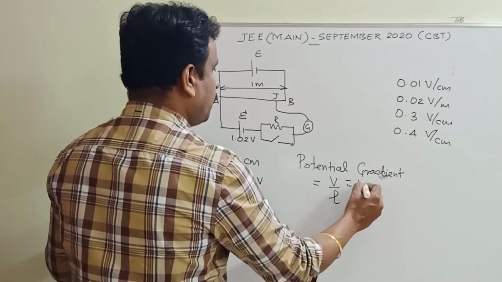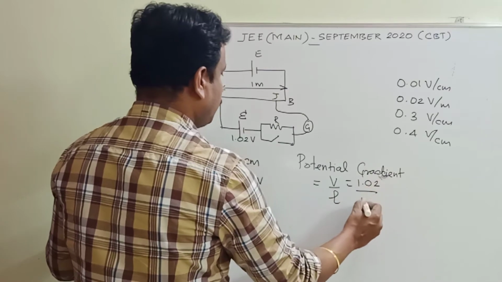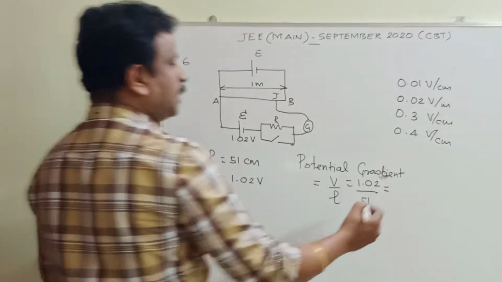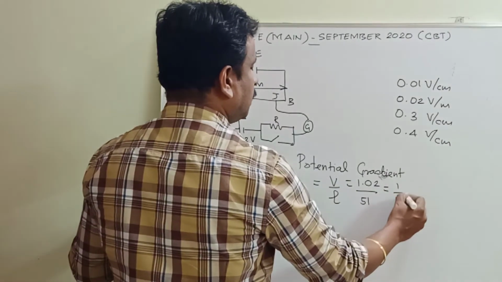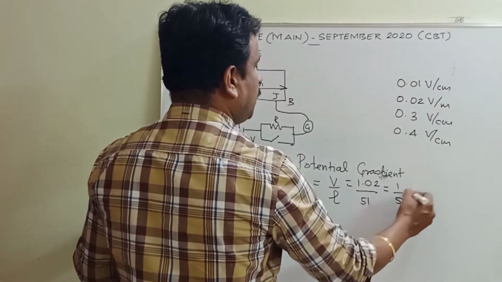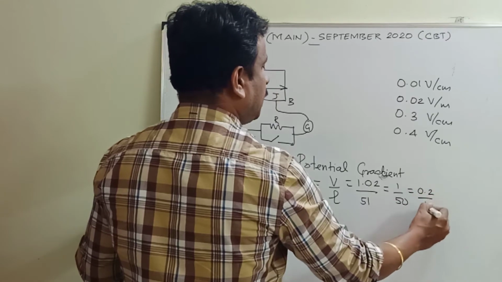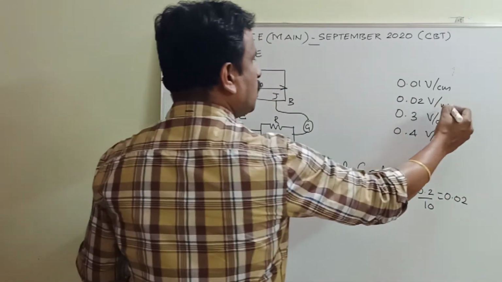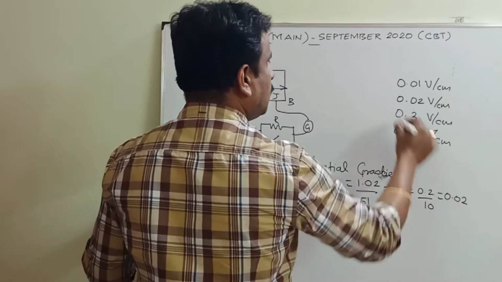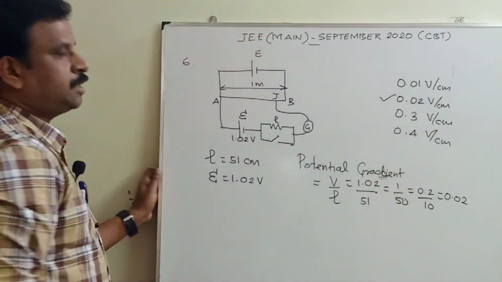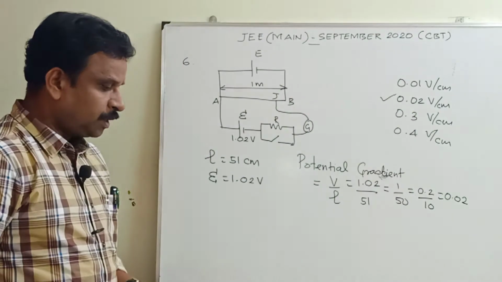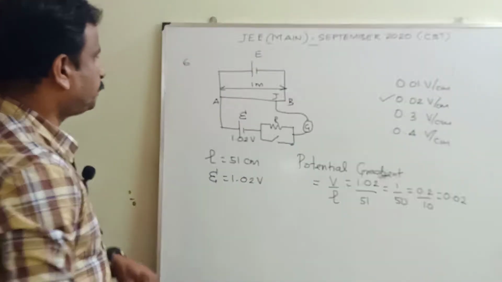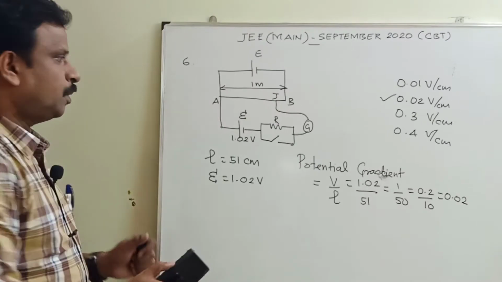So V is 1.02 divided by 51 centimeter. If you divide approximately, it is 1 by 50, so 1 by 5 means 0.2, divided by 10, you will get 0.02 volt per centimeter. So all options are volt per centimeter. So option 2 is the correct answer. This is also a very simple question for you. So you can easily find out the solution. Yes. You understand, boys? Okay.